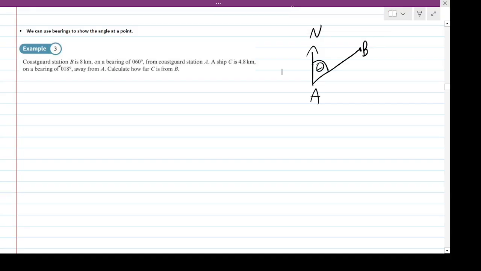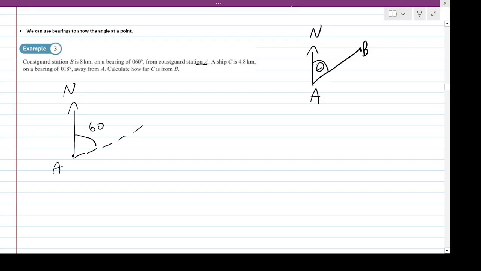It's talking about a station B that is 60 degrees from A, and a ship C that is 18 degrees from A. So let's say A is here, very generally. Then first of all B. Now B is 8 kilometres on a bearing of 60. First let's deal with the bearing part. If we start from the north direction upwards, then the bearing is 60 degrees away from there. So it's probably going to be about there. That's going to be 60 degrees away from the north line.